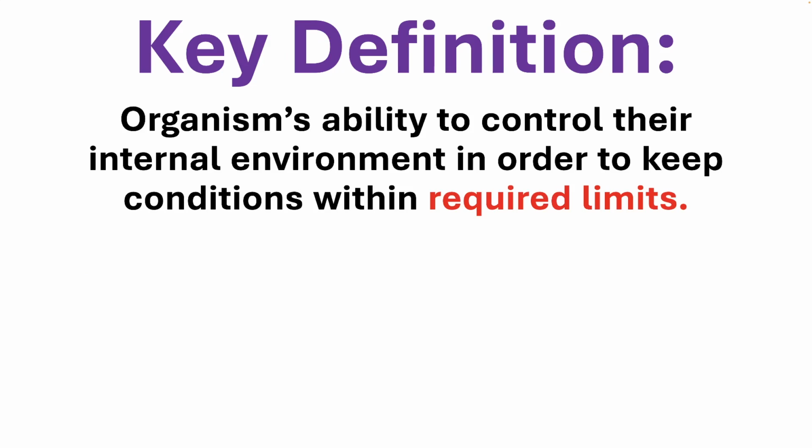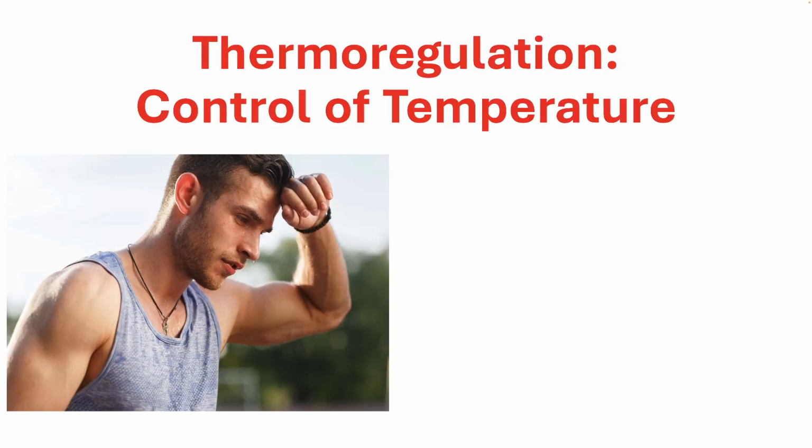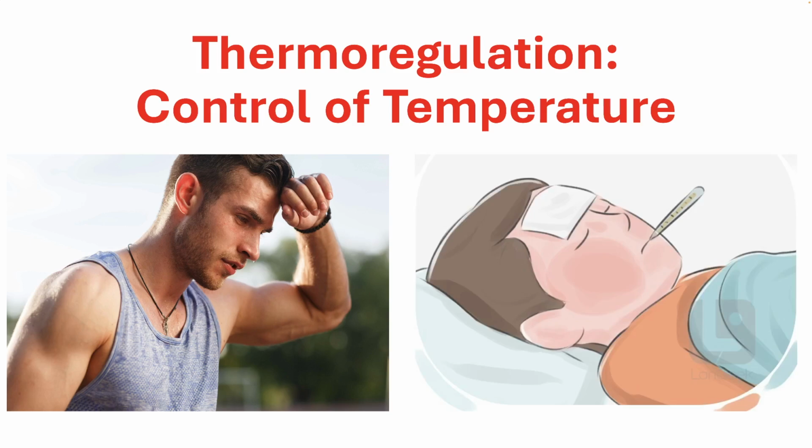Next up is H, homeostasis. Homeostasis is an organism's ability to control the internal conditions of their body, even if the outside environment changes, to keep conditions within required limits at all times. There's lots of examples of this. One you might recognize is what we call thermoregulation, which is how your body controls its temperature. It does this by doing things like sweating, or something like how your body heats up when you've got a fever. Let me explain that a little further.